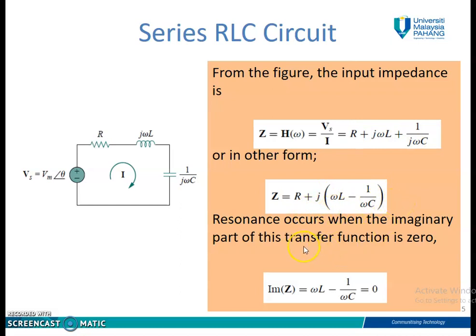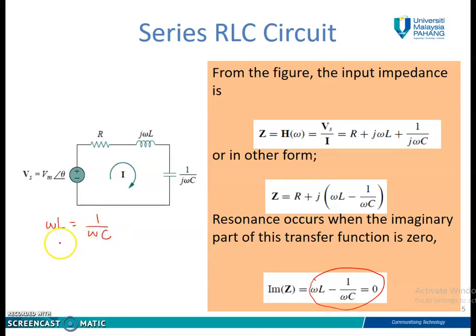So actually resonance occurs when the imaginary part of this transfer function is equal to 0. So meaning that when the resonance occurs, this value is equal to 0. At resonance, the imaginary part of this transfer function is equal to 0. So omega L is equal to 1 over omega C.